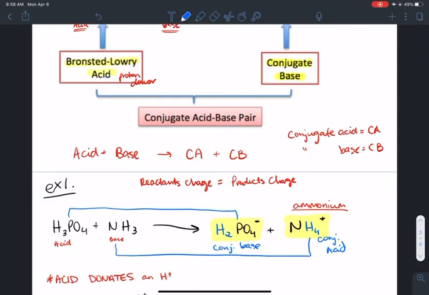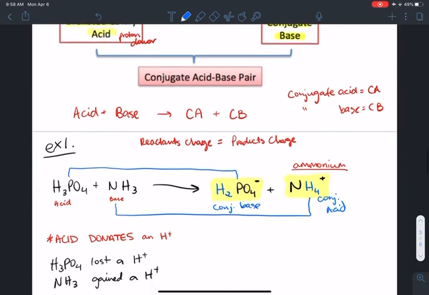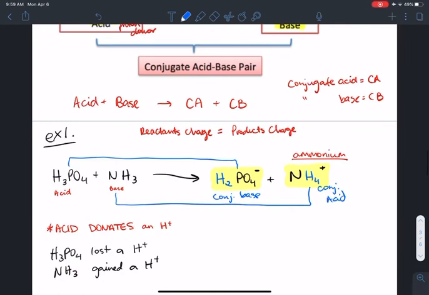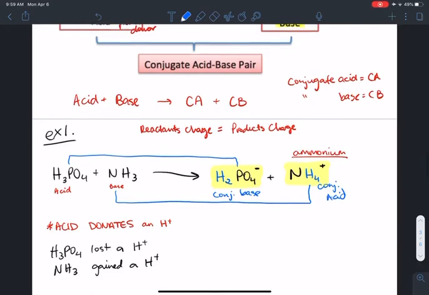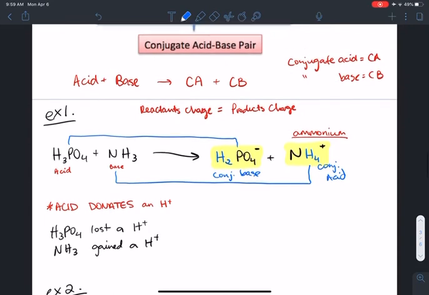Now, how do I know which ones to link? Well, you want to link essentially the same molecules, right? The ammonium's not going to go with the dihydrogen phosphate. Ammonium's going to go with ammonia, and phosphoric acid's going to go with dihydrogen phosphate. So importantly, an acid donates a hydrogen or a proton, right? And in this example, the phosphoric acid lost a proton and the ammonia gained a proton.